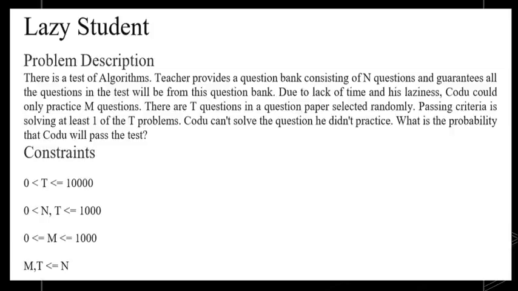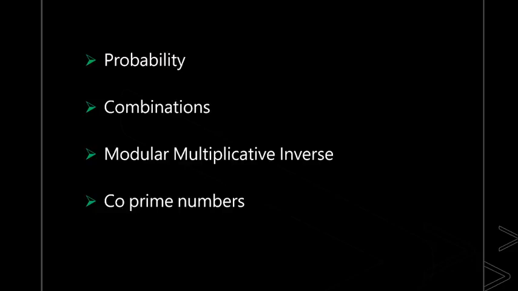Before I explain the question, there is some very basic mathematics which you should understand to be able to solve this question. The topics which we should know are probability, combinations, modular multiplicative inverse and co-prime numbers. I'm not going to proceed on the assumption that you know all these concepts and skip the explanation. No, that is not what we are going to do here. Let me tell you the basics. Whatever is needed to solve this problem, I'm going to explain for all four concepts.